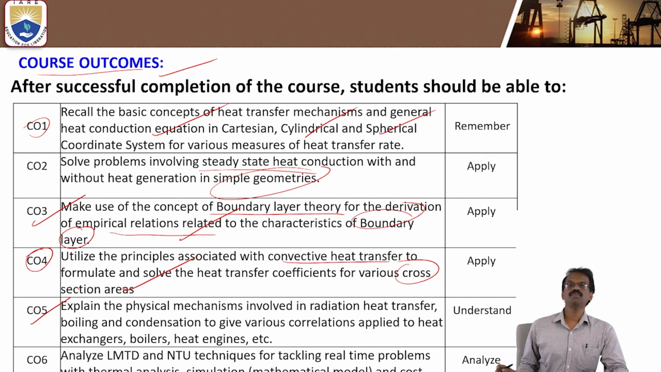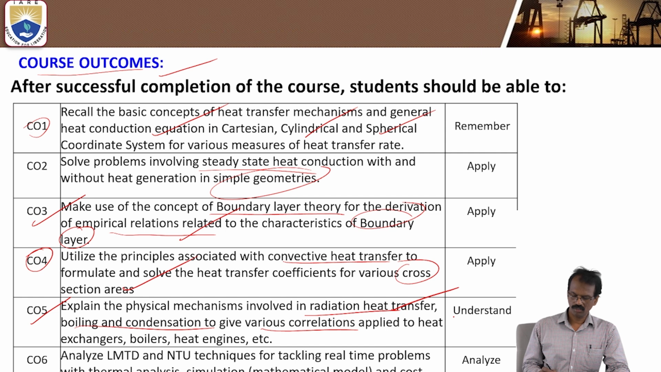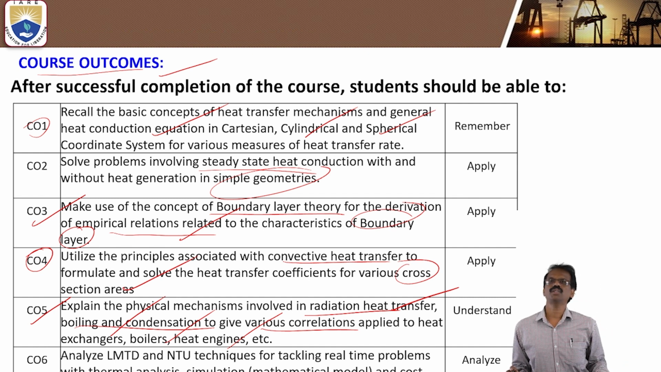Okay. Next, the fifth one: explain the physical mechanism involved in radiation. To cover the radiation concept, you have to understand the mechanisms. What are the mechanisms involved in radiation heat transfer? Next, boiling and condensation also, you have to understand the mechanisms involved. Then give various correlations applied to heat exchangers, boilers and heat engines, application oriented. Next, analyze the LMTD and NTU techniques for tackling real-time problems, mainly with heat exchangers. Okay, so these are the outcomes.